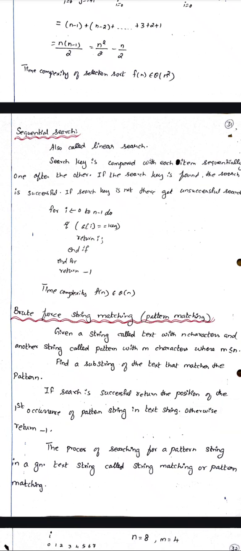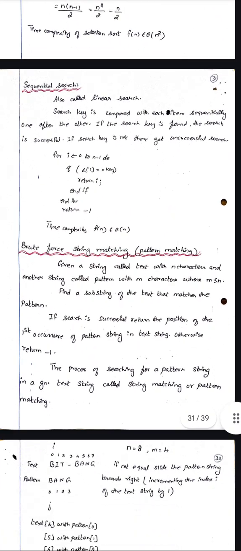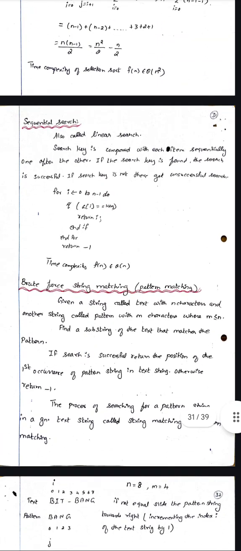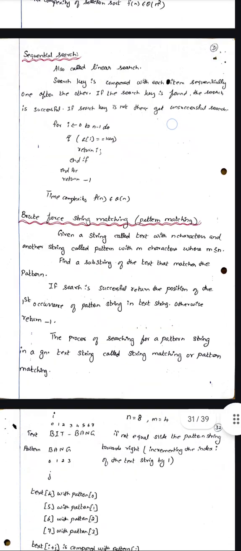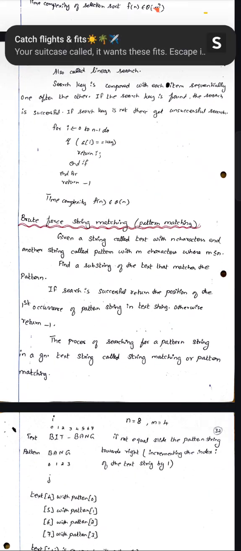Then we'll go to the sequential search, also called linear search. The search key is compared with each item sequentially, one after the other. If the search key is found, then the search is successful. If it is not found, then it is an unsuccessful search. For i equals 0 to n minus 1, do: if A of i equals key, then return the position of the key value. The time complexity of this is theta of n.